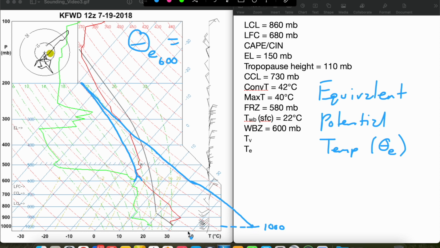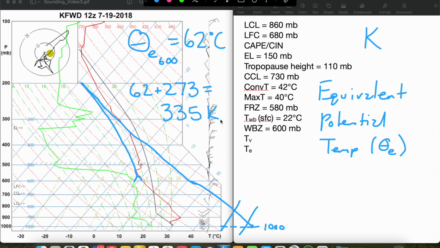So here's our 40 Celsius isotherm. The 50 would be right about there, and probably the 60 would be right about there. So the equivalent potential temperature of this would, let's say, be about 62 degrees Celsius. And of course, the equivalent potential temperature is given in Kelvin. So 62 plus 273 equals 335 Kelvin. So our equivalent potential temperature at 600 millibars would be 335 Kelvin.